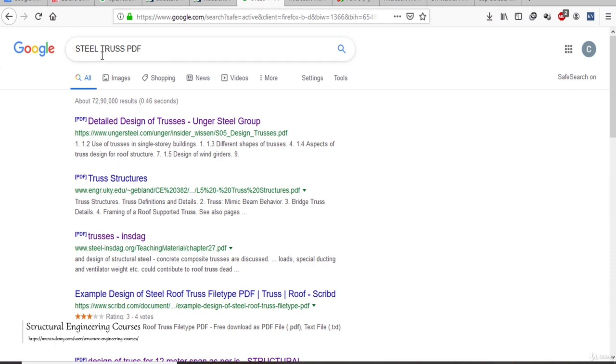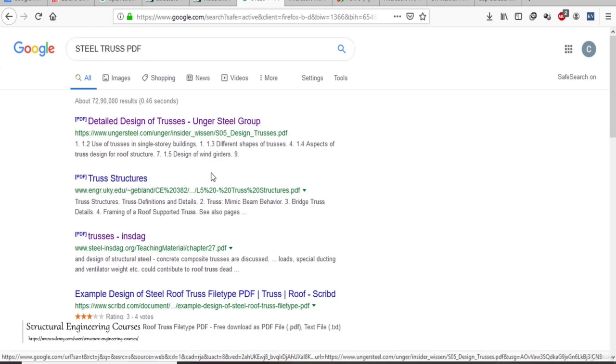So you can just Google the steel truss PDF. So I shall request you to download these two documents. That is, the number one is the detailed design of trusses by Unger Steel Group, and second one is the trusses by INSDAG. So INSDAG is basically an Indian organization that is doing the structural steel design work, and it is basically a standard organization, and this is basically a vendor which has released a detailed design of trusses. So first of all we shall open this detailed design of trusses option here.